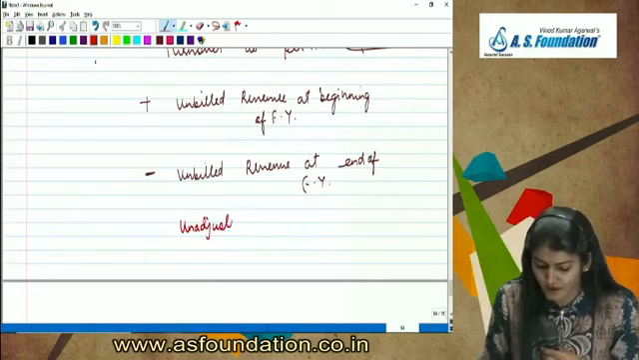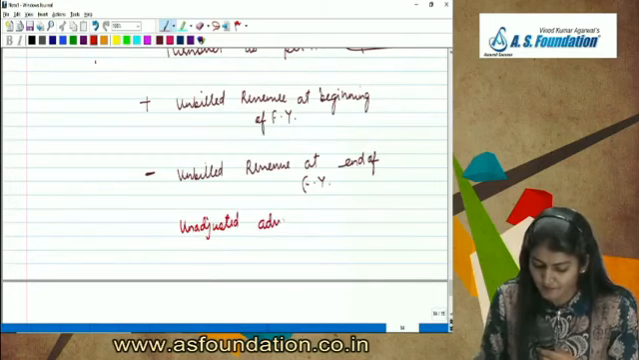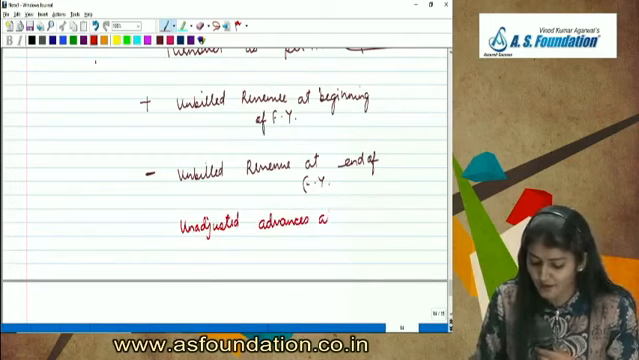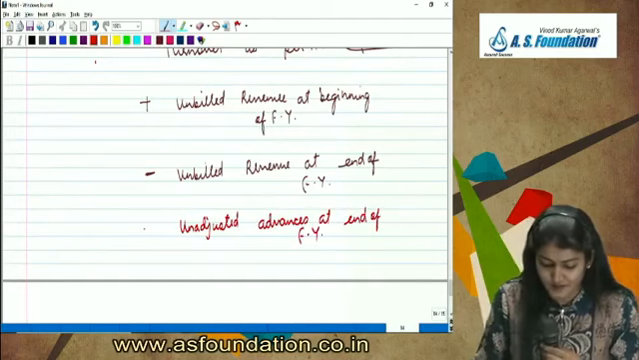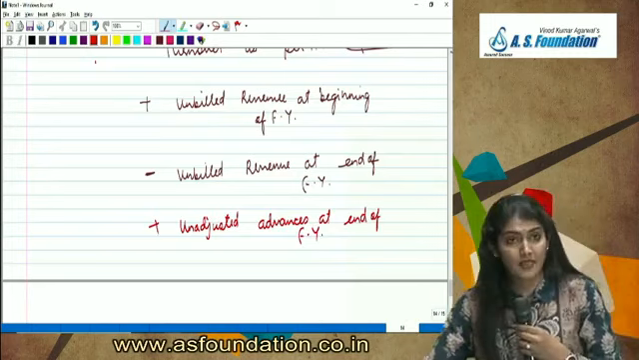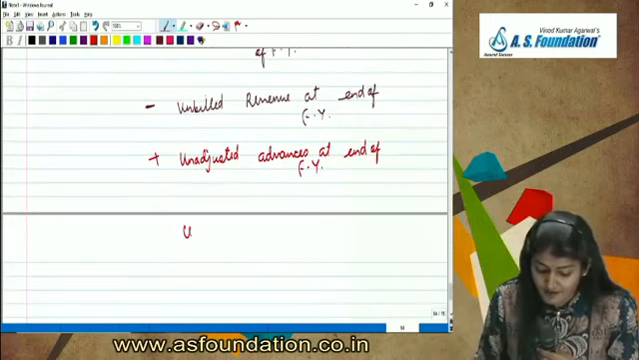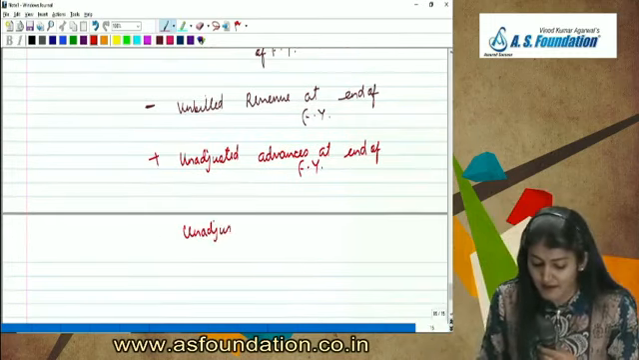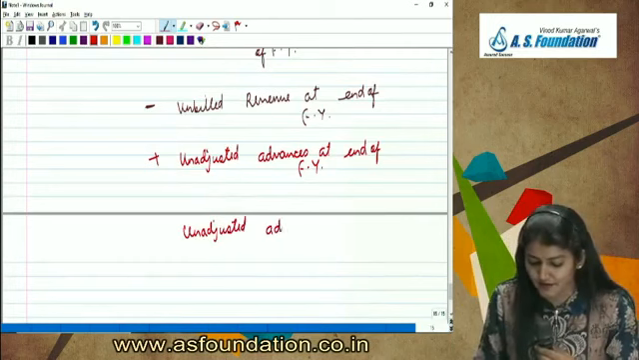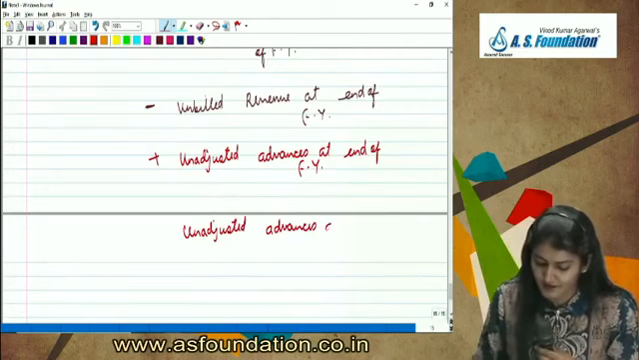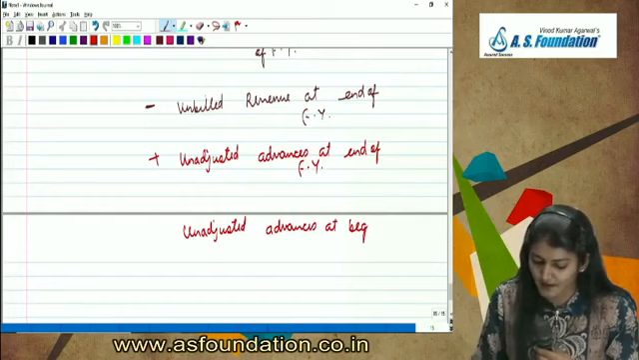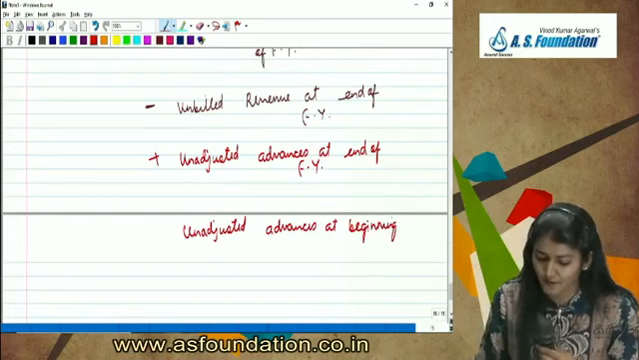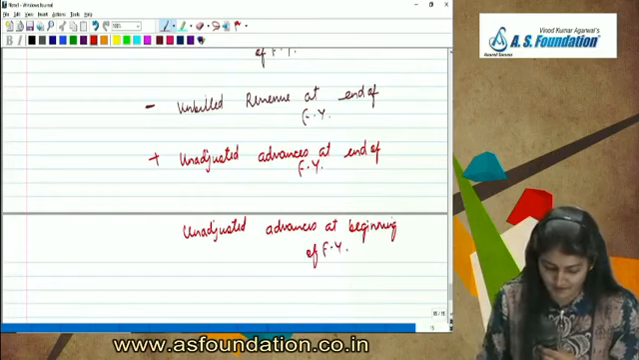Next one. Unadjusted advances at the end of the financial year, add. Why? Because it's an advance. So obviously GST would have already been paid on that in the current year. And unadjusted advances at the beginning of the financial year, less.